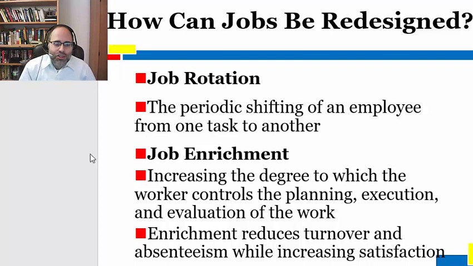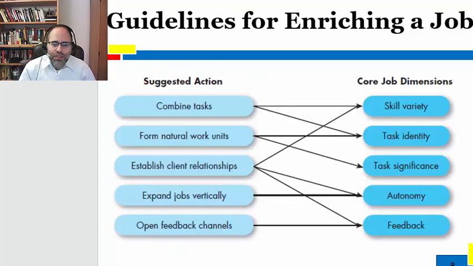So here is a little chart with some suggestions, where you can actually enrich a job by trying to affect some of these factors. Combining tasks, in other words, having one person work on more than one aspect. If you're a company that does manufacturing, marketing, sales, and customer support, having a team work on both the manufacturing elements and the marketing elements may help them in the manufacturing process if they know how it's going to be marketed.